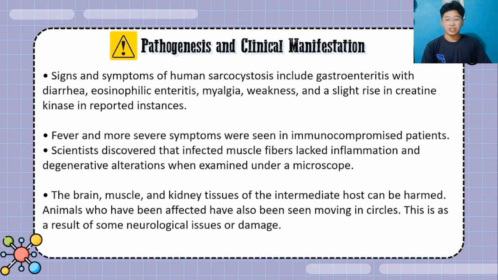Pathogenesis and clinical manifestation. Signs and symptoms of human sarcocystosis include gastroenteritis with diarrhea, eosinophilic enteritis, myalgia, weakness and a slight rise in creatine kinase in reported instances. Fever and more severe symptoms were seen in immunocompromised patients.